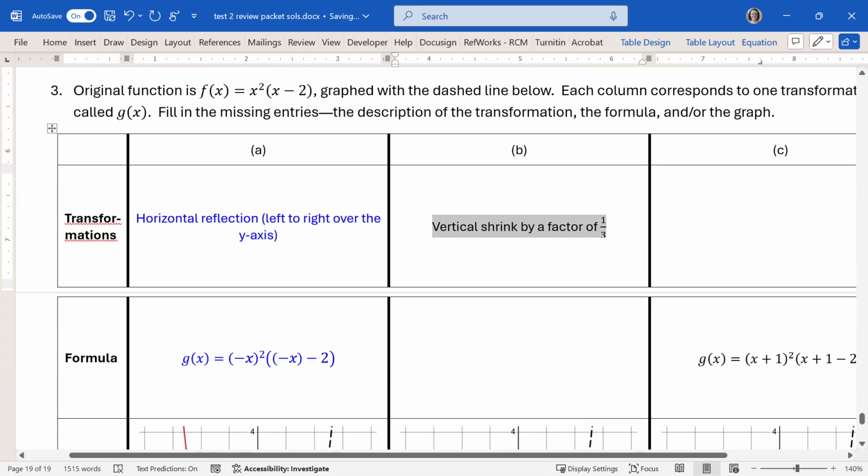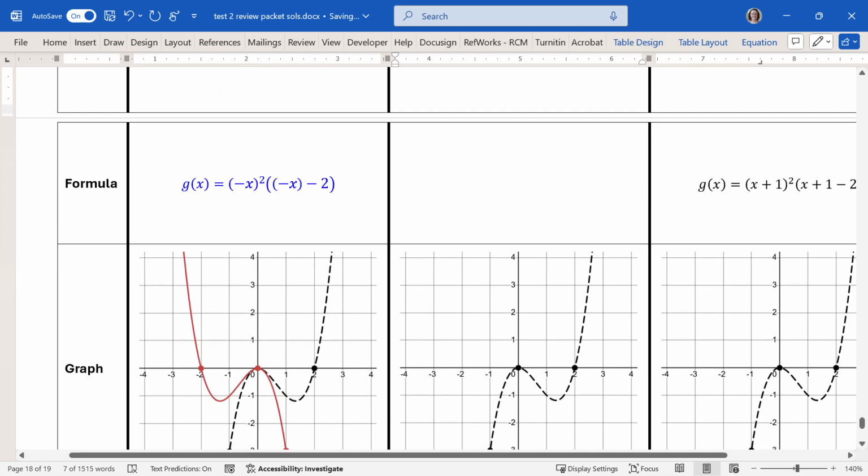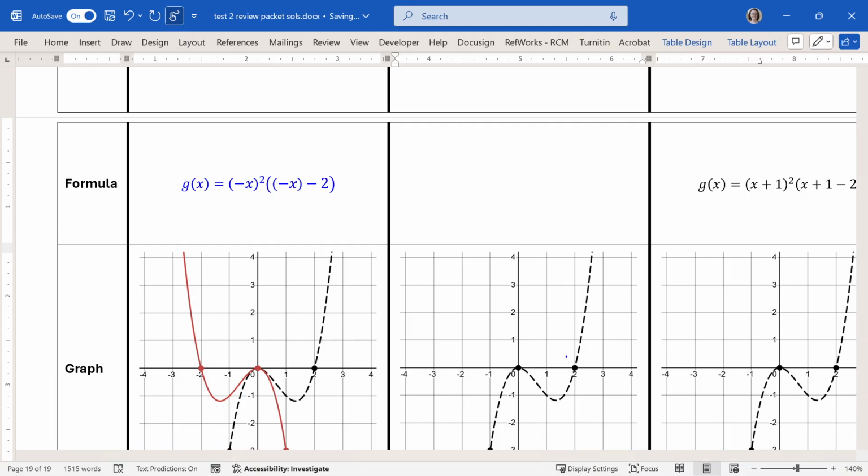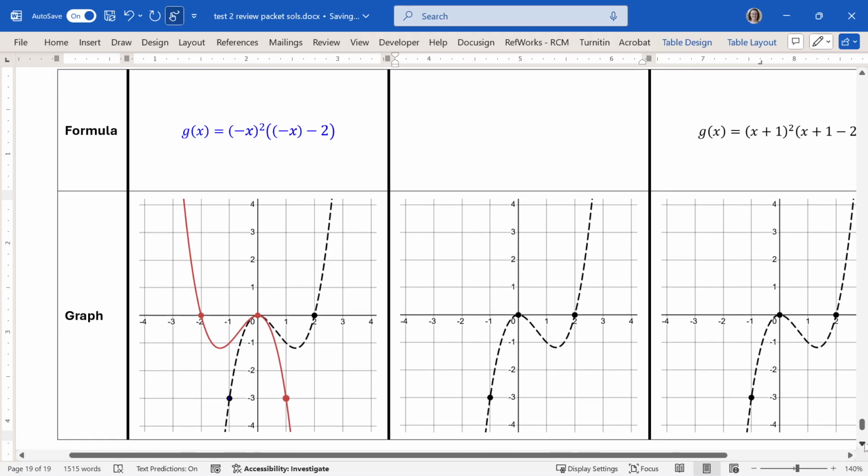Vertical shrink by a factor of 1/3. So let's sketch it first. For sketching it, we're going to take the y values and make them 1/3 of what they were. So this y value here is 0. 1/3 of 0 is 0, so it's going to stay there. This y value is 0. 1/3 of 0 is 0. Stays there. This y value is -3. 1/3 of that is going to be -1. Right? So this one's going to go to here.